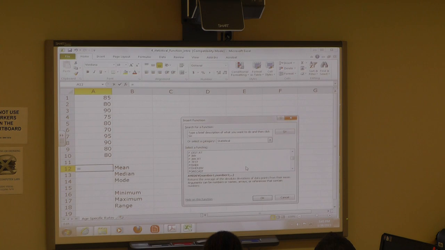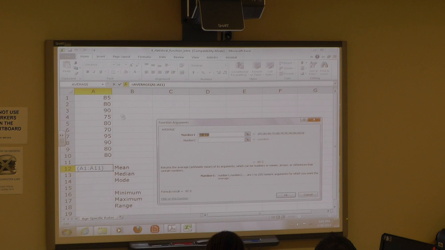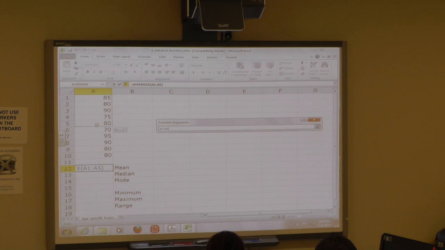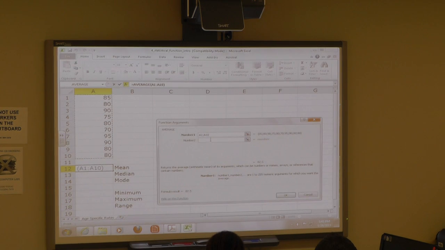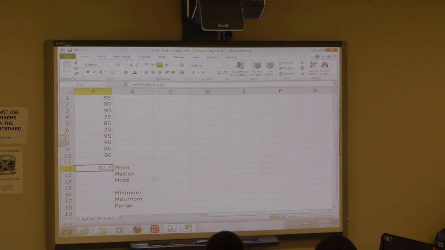Anybody got an idea what I might use instead of mean? Average. Average was right there. So average, okay. And I'm going to take the average of these first 10 numbers. I could either type it in or just do it this way. See, it filled it in for me, A1 through A10, and say OK. I could have also typed in equal sign, average, parentheses, and it would have given me the opportunity to choose those numbers.